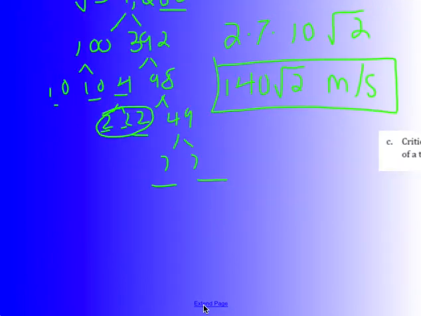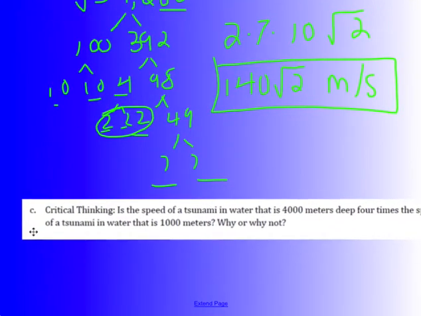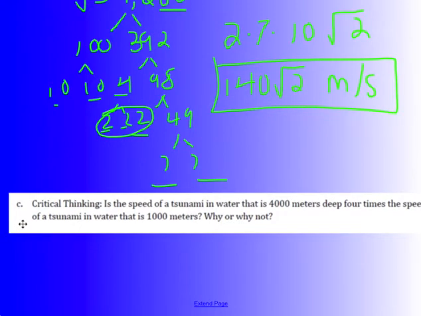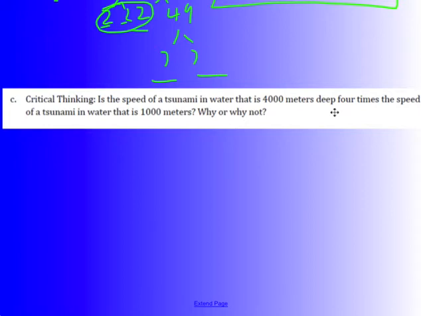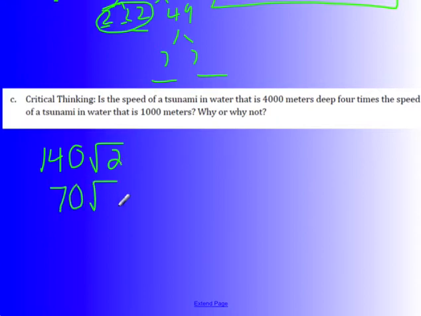Now let's take a look lastly at this critical thinking piece for part C. Is the speed of the tsunami in water that is 4,000 meters deep 4 times the speed of the one that is 1,000? Well, for 4,000 we got 140 times the square root of 2. For 1,000 we got 70 times the square root of 2. Well, it's definitely not 4 times it, right? In fact, it's 2 times the size of it.